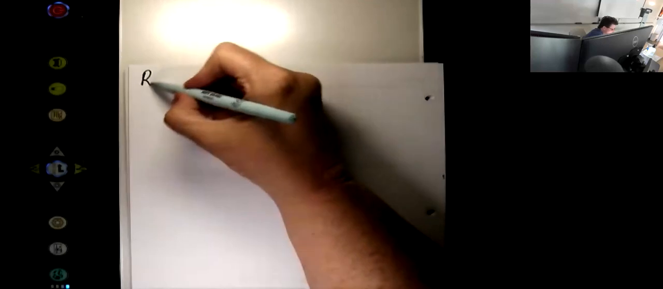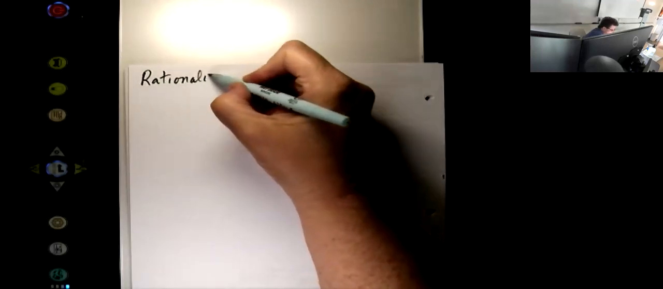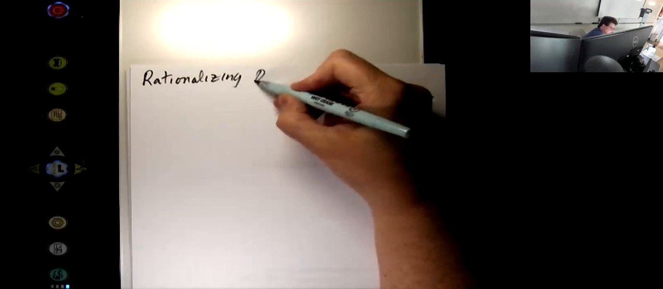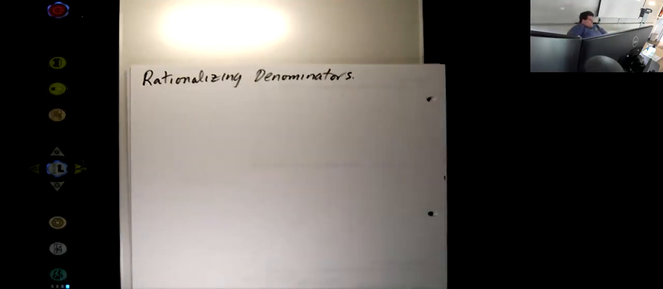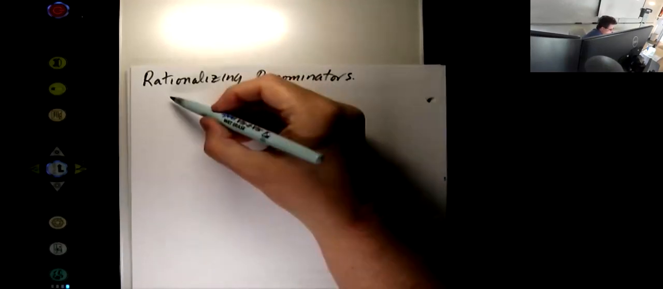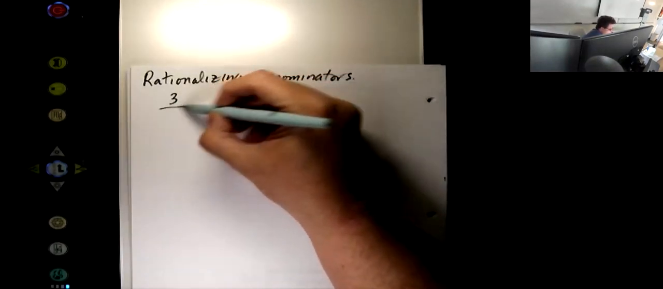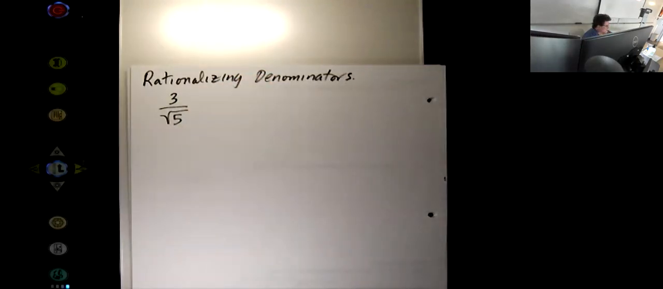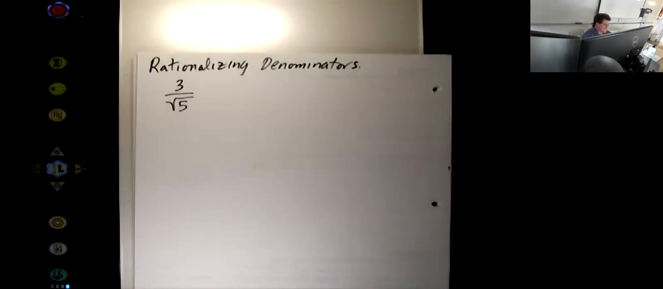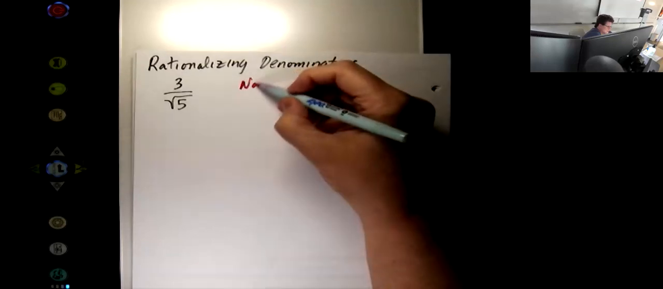Another thing we have to worry about is rationalizing denominators. So if I have something like 3 over the square root of 5, we don't want to have a radical in the denominator. No radicals on the bottom.